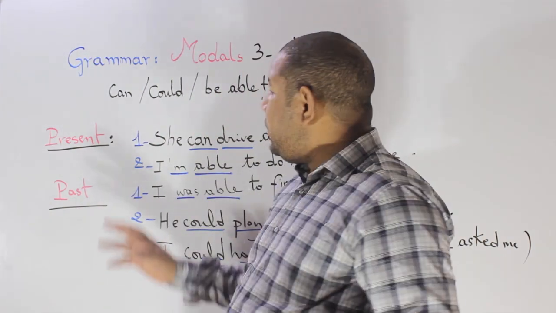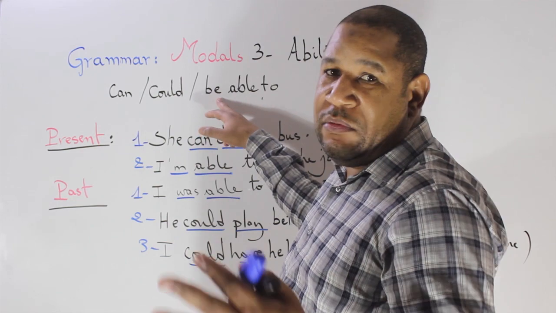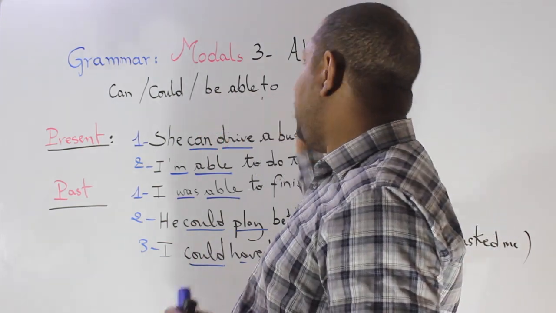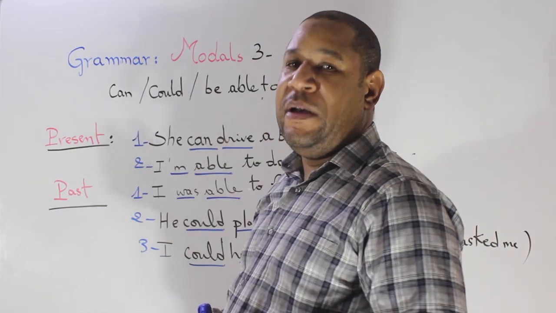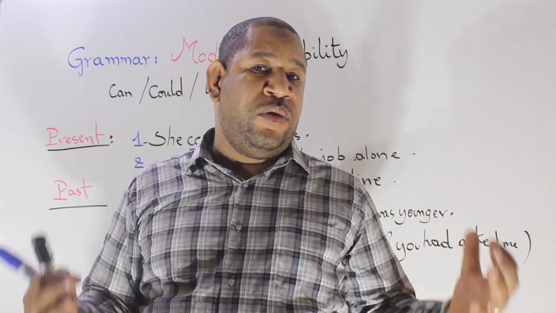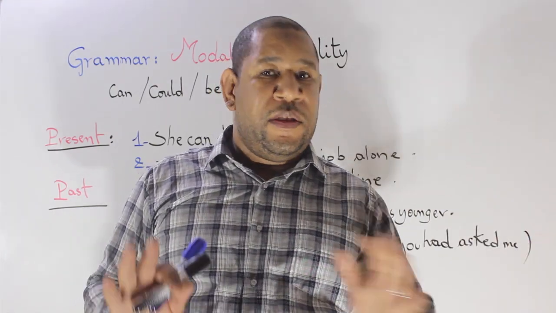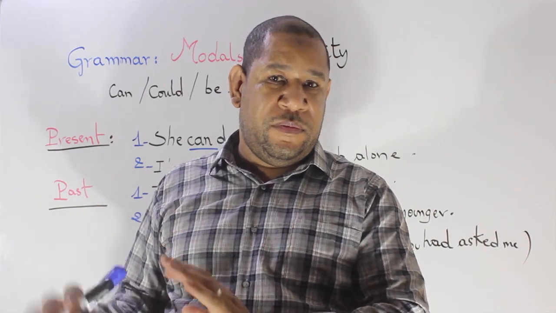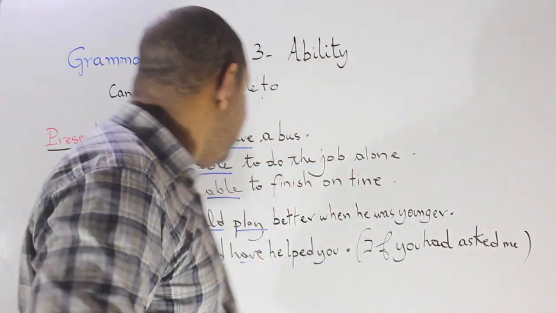So in ability we have 3 modals. We have can, could, and we have this, we can call it semi-modal, be able to. Okay? Be able to. So we have the present and we have the past. Again, whenever we say the present and we use a modal, it can be the present or the future. And the past is by itself. So the present, we can use it for the present or for the future.